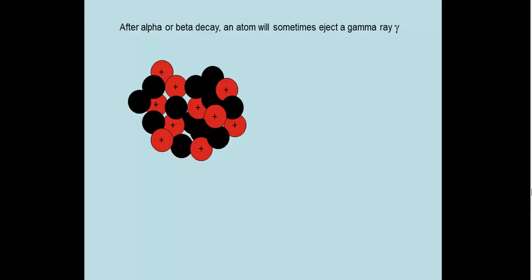After alpha or beta decay, an atom will sometimes eject a gamma ray. So here we have a nucleus which has undergone an alpha or beta decay, and it ejects a gamma ray. This doesn't change the makeup of the nucleus.